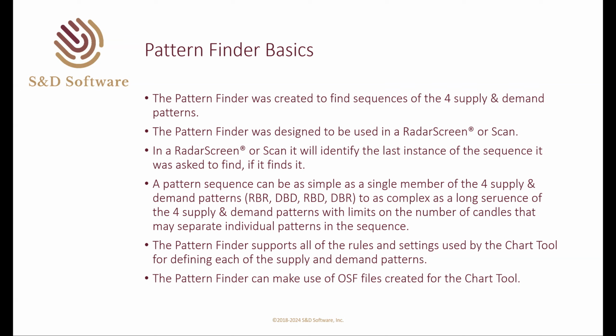Now, what do we mean by a sequence? Well, a sequence can be as simple as searching for one of the four supply and demand patterns, let's say a rally-based rally. Or it can be quite complex, where you're searching for a whole series of things. Just to give you an example, let's say you want to start by looking for a drop-based drop. Then you want to look for a drop-based rally, followed by a rally-based drop, followed by a drop-based rally, and then a rally-based rally.